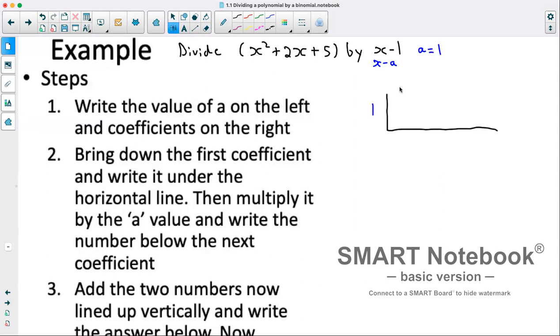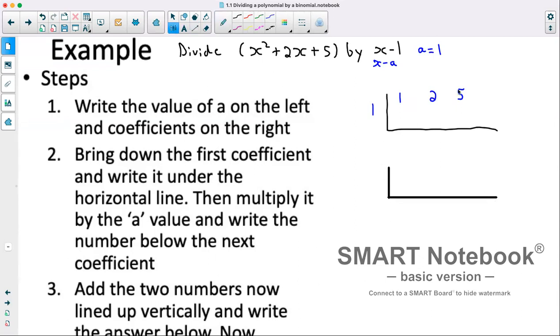So x squared would technically have a coefficient of 1. 2x has a coefficient of 2. And then we have our constant term of 5. So that's our first step. Now I'm going to write these out with several different synthetic division brackets to show the steps. But when I do it in a later example, I'll just do it all in one.